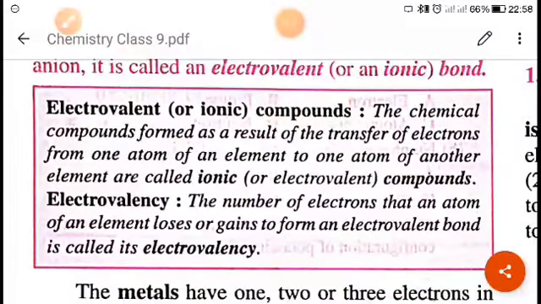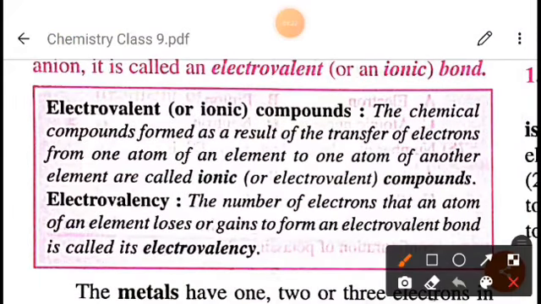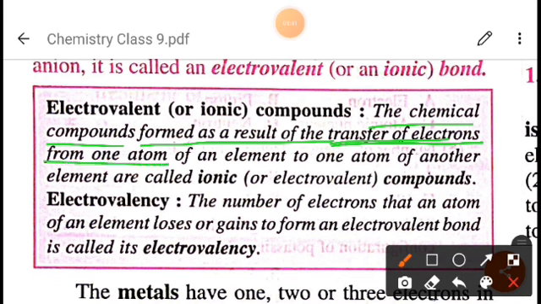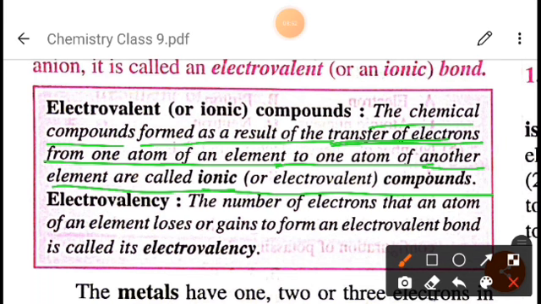Now we will see more about this to make you more clear. One more definition is given here. As you can see, any chemical compound which is formed as a result of a transfer of electron from one atom of an element to one atom of another element is called an ionic or electrovalent compound. I hope you have understood this, right?